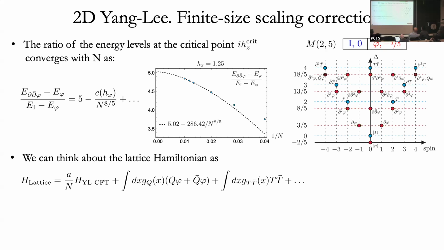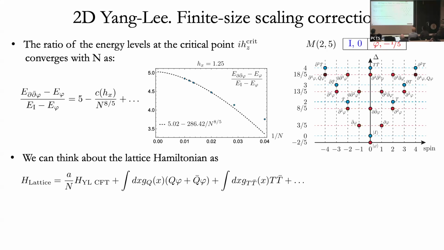So basically the lattice Yang-Lee in 2D is this Yang-Lee CFT normalized by the speed of light, plus these corrections which come only from these high level descendants Q and TT bar. TT bar is even slightly higher than Q, and therefore we see this power n to the 8/5, because TT bar has dimension 2, so the difference between their dimensions is minus 2.